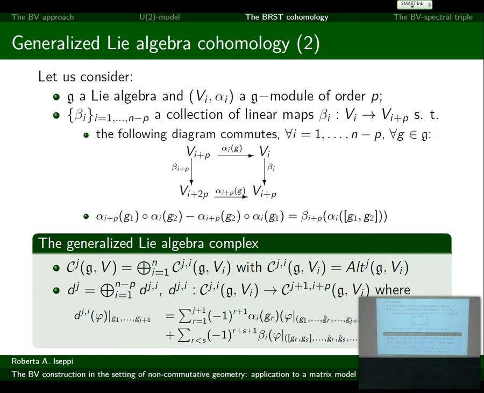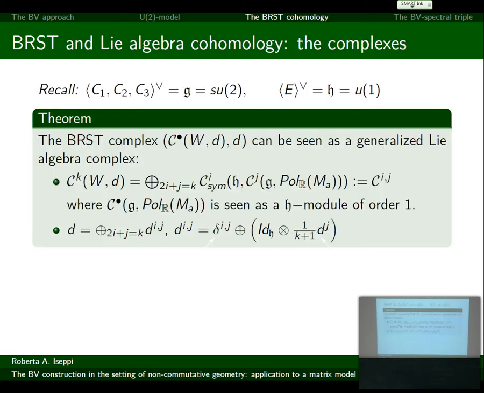So now that we have all the structures, why are we doing this? The point is that we can identify, already at the level of complexes, our BRST complex with this expression. The reason for which we want to have more freedom in the module structure was exactly to be able to take complexes over complexes. So in this case, this module of order 1 is coming from this cohomology complex. I want to underline that here we have the two possibilities. So this is the symmetric Lie algebra cohomology, the first generalization, and this is the other one. Here we are considering alternating maps, while here we have symmetric maps.